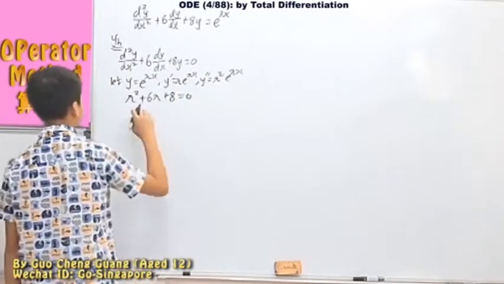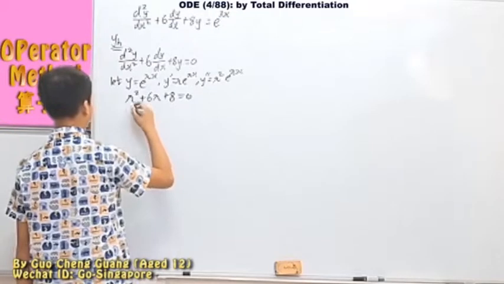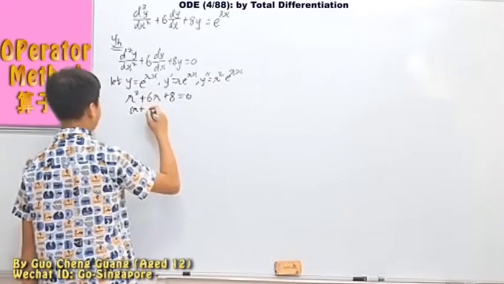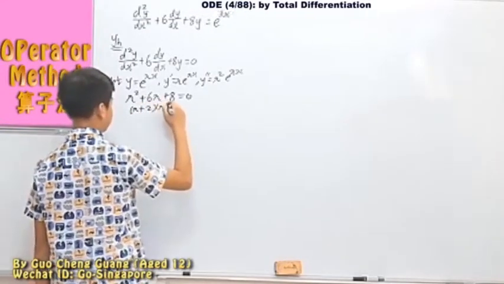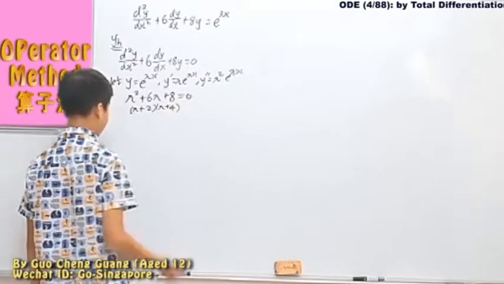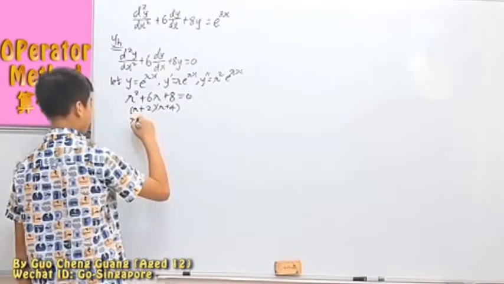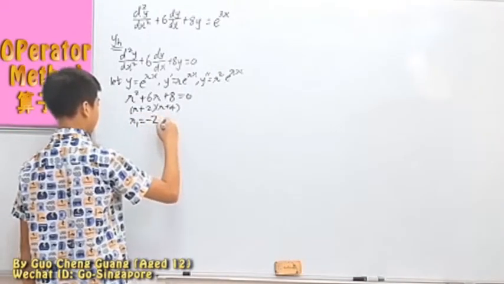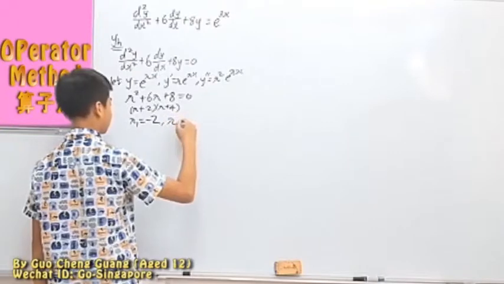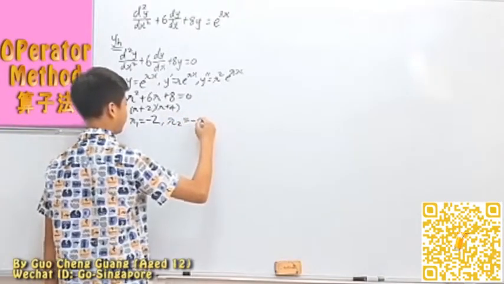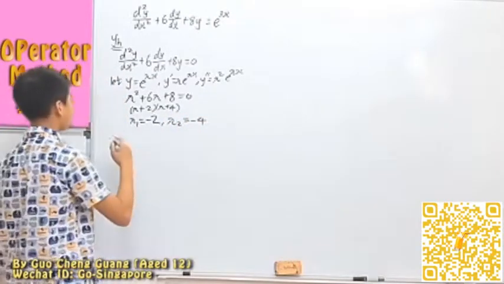Then you can use factorization to solve this. If you directly write out the factorization, this is what you get: lambda plus 2 and lambda plus 4. That means lambda 1 is negative 2, and lambda 2 is negative 4. So this is the part that you have.